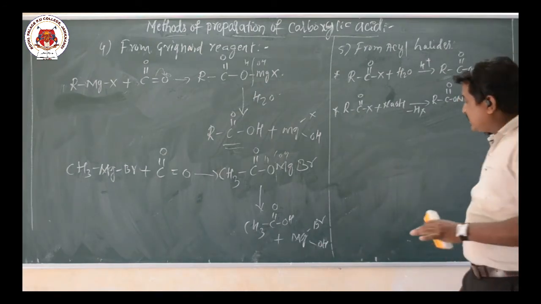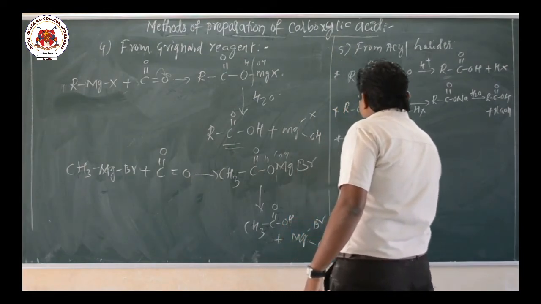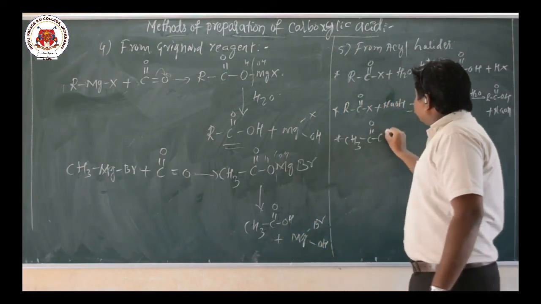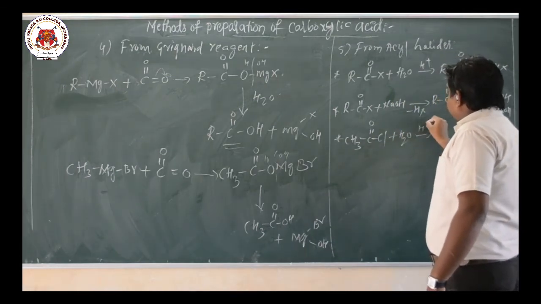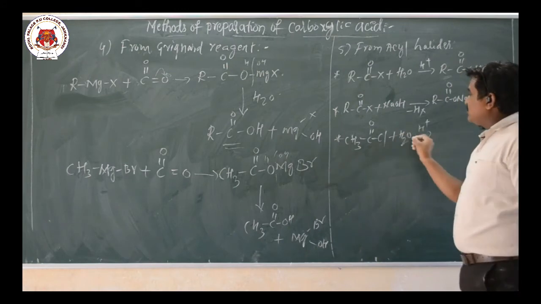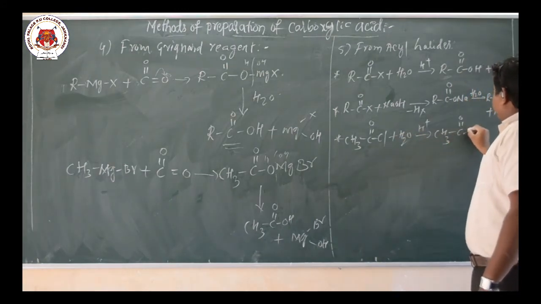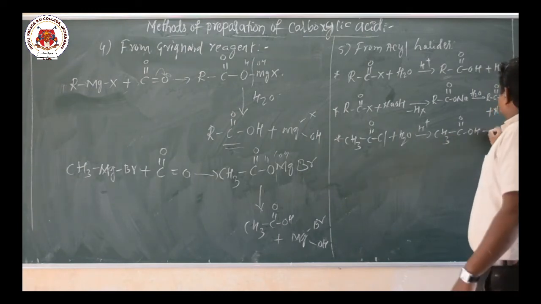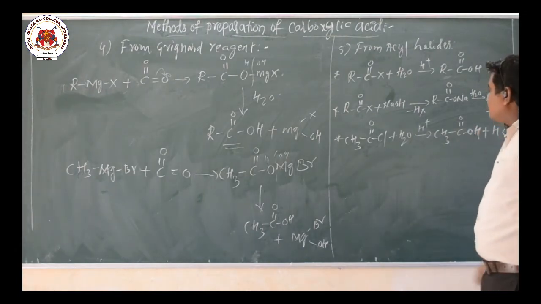So here I will take one example, acetyl chloride. This reaction undergoes acid hydrolysis in the presence of acid. Here there is liberation of HCl, and the product is CH3COOH. Here there is a formation of carboxylic acid, which one? Acetic acid, or ethanoic acid.